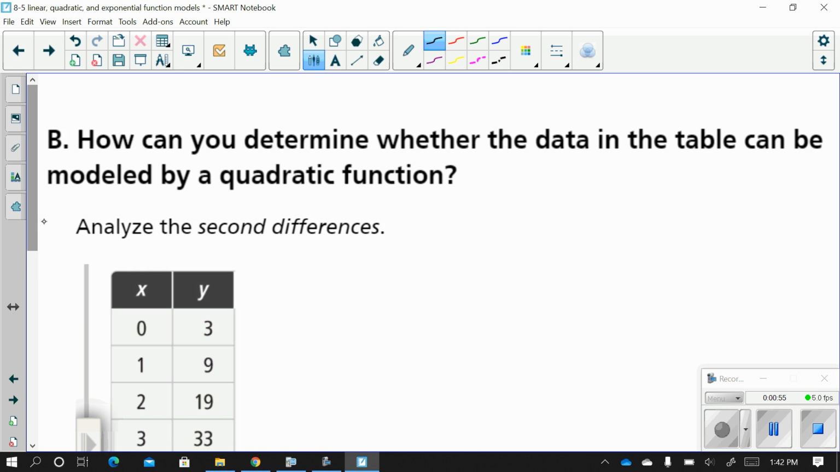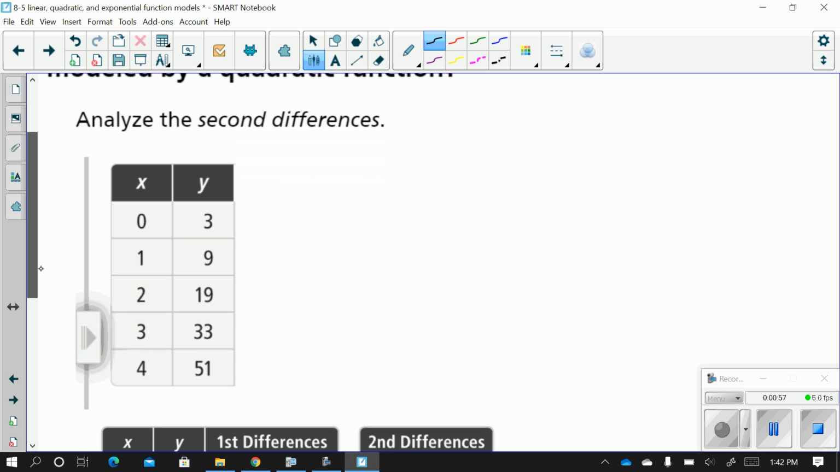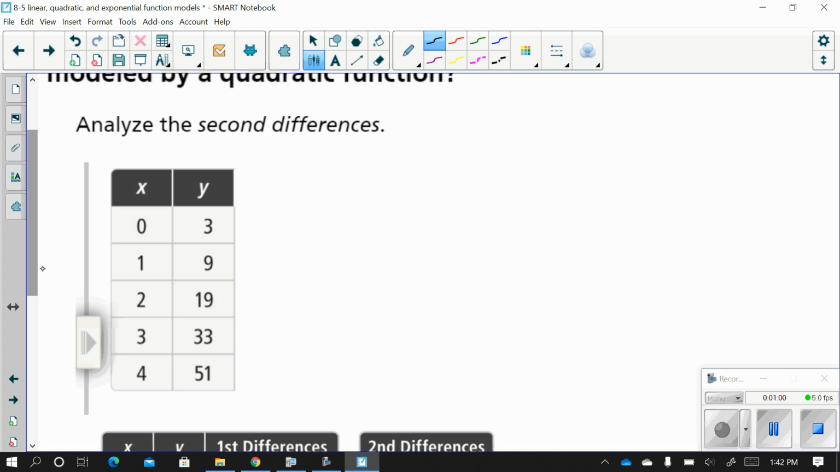So what about this one? Let's see if it can be quadratic. To figure out quadratic, we look for the second differences. Just like the last one, we first find our first differences. How do I get from 3 to 9? Add 6. 9 to 19, I add 10. 19 to 33, I add 14. 33 to 51, I add 18.